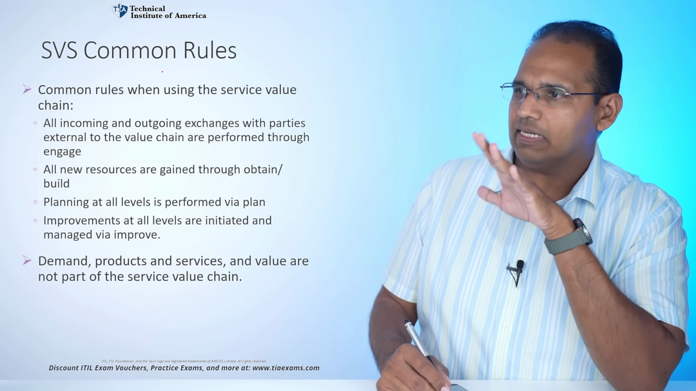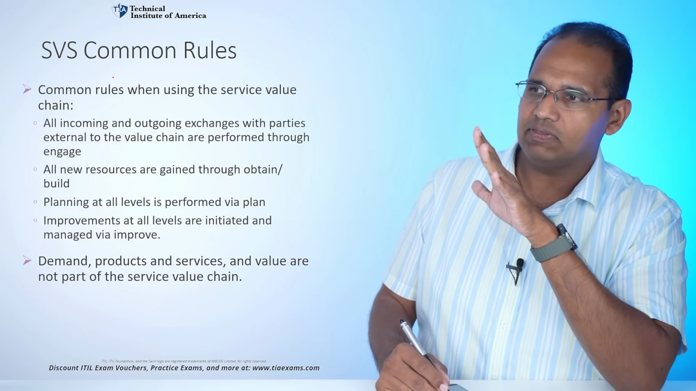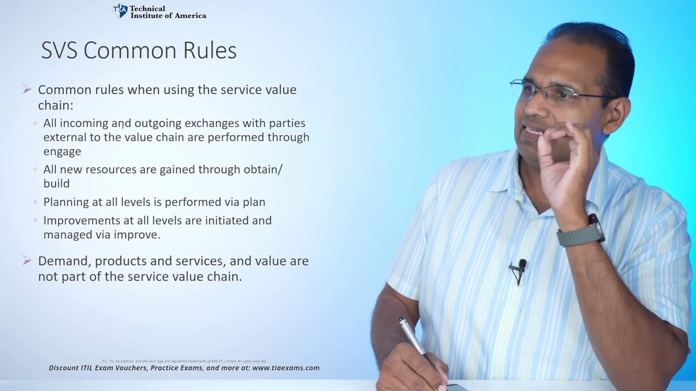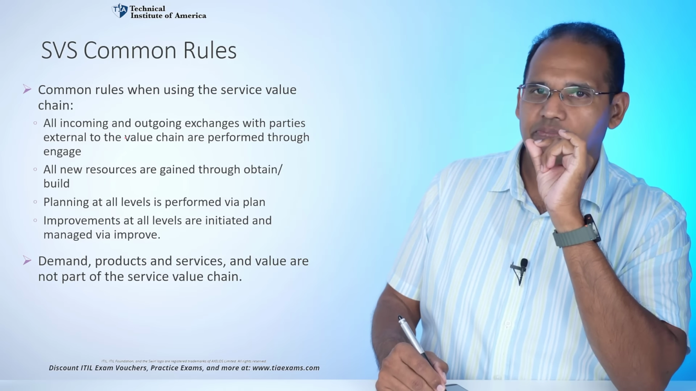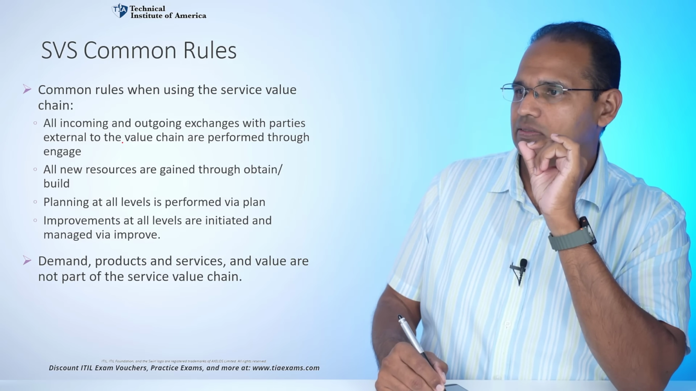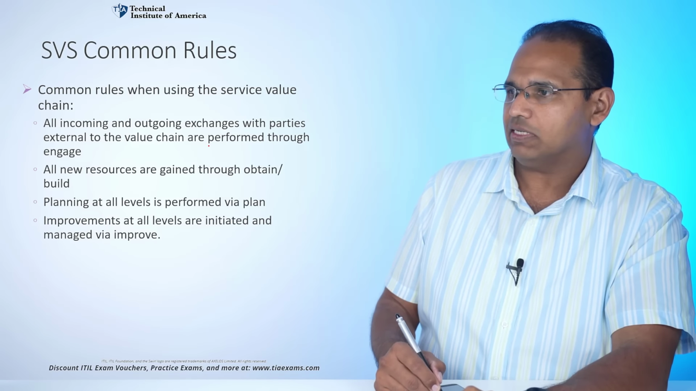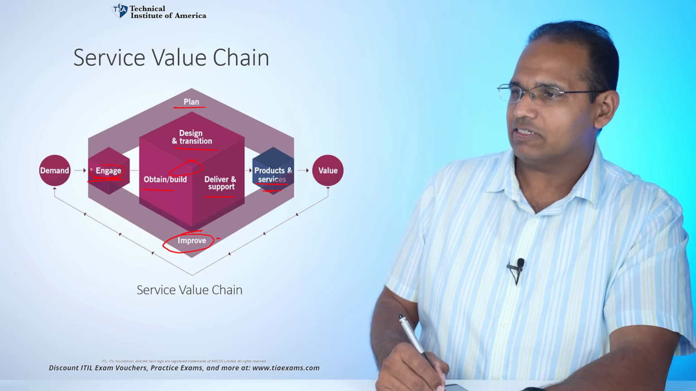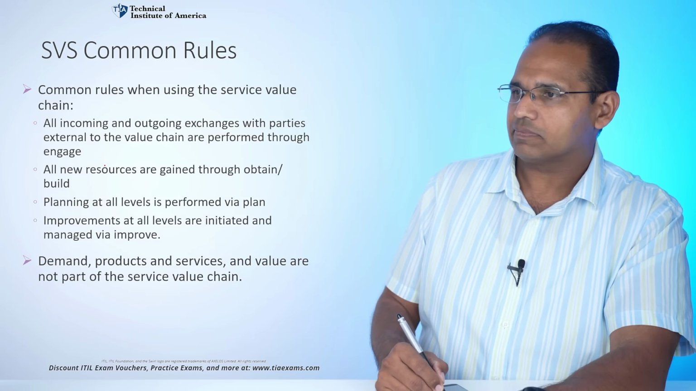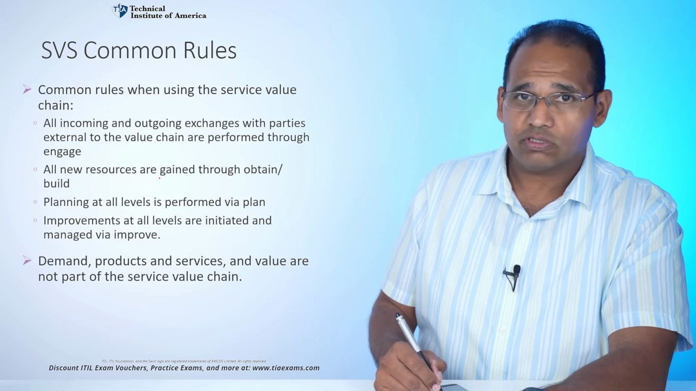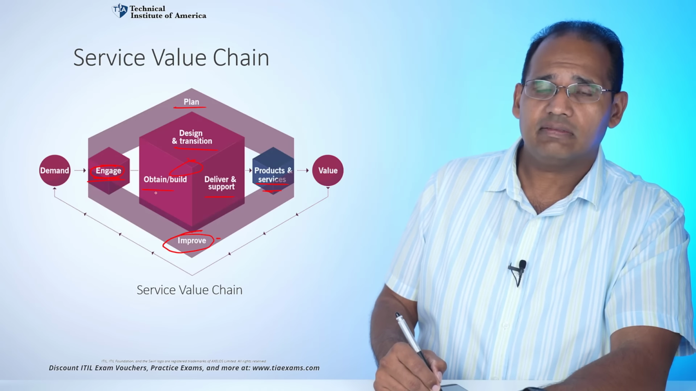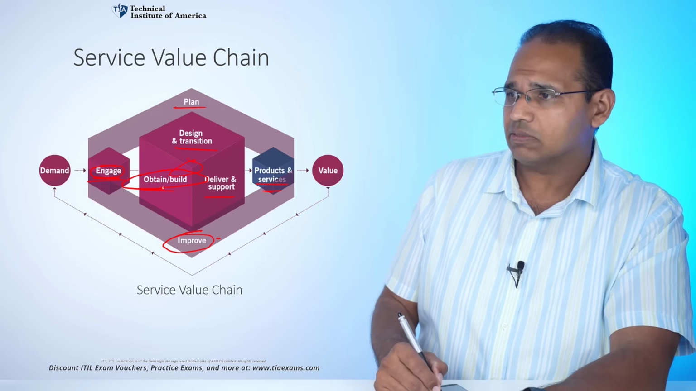What are some rules here? The SVS, Service Value System, has some rules, all right? All incoming and outgoing exchanges with external parties through the chain are performed through engage. So what we mean is this. Anything that's external goes through here. All new resources are gained through obtain and build. So anytime we gain servers, people, that's obtain and build.